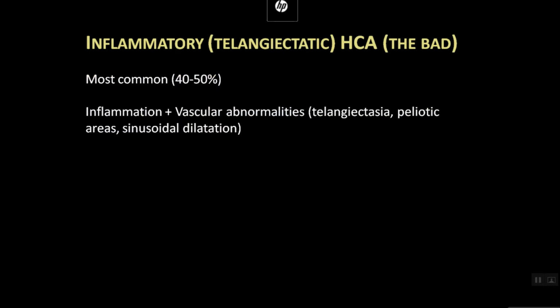Alright, inflammation, vascular abnormality, angiectasia, peliosis, sinusoidal, lots of various vascular abnormalities. So because it is vascular, what is the highest risk? Bleeding, naturally, right? A vascular lesion will have high risk of bleeding, but there's also some risk of malignancy. Okay. So what are the imaging features?